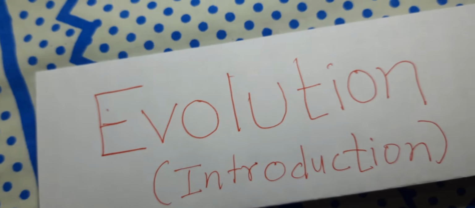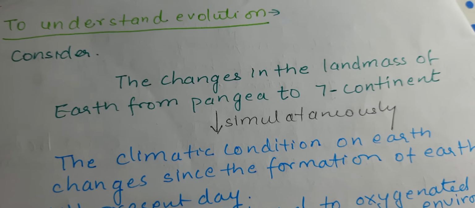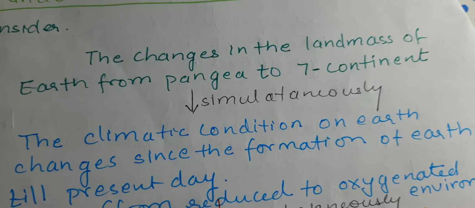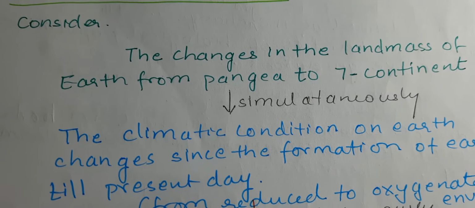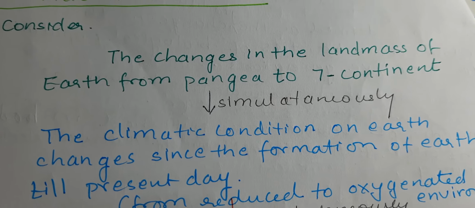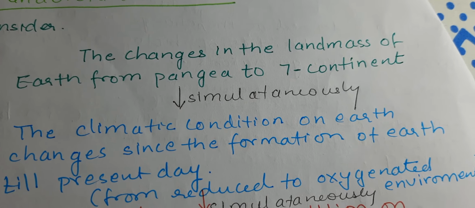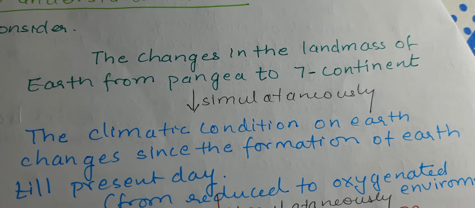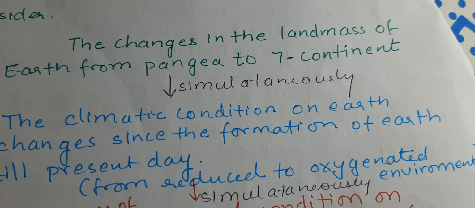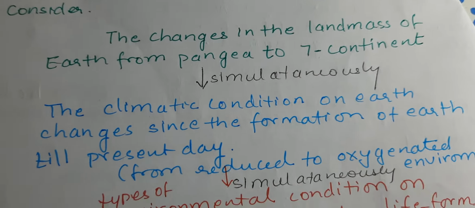So to understand evolution, now consider the changes in the landmass of the earth from Pangea to seven continents. So it's not only the life which is evolving, but the features of the earth were also evolving parallelly. So Pangea, which is supposed to be one landmass on the earth, and today we have seven different landmasses which are known as seven continents.